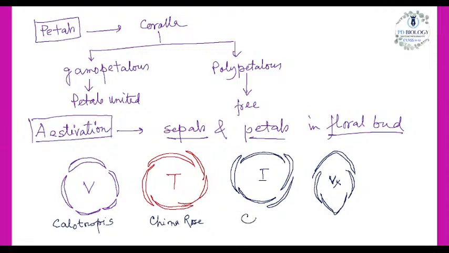Imbricate, the cassia, and the papilionaceous, that is 5 petals. The largest is the standard. It overlaps the wings, which overlap the keel. That is the standard, that is wing, and these are keels. And that is present in the leguminous plants, the pea, bean, etc.